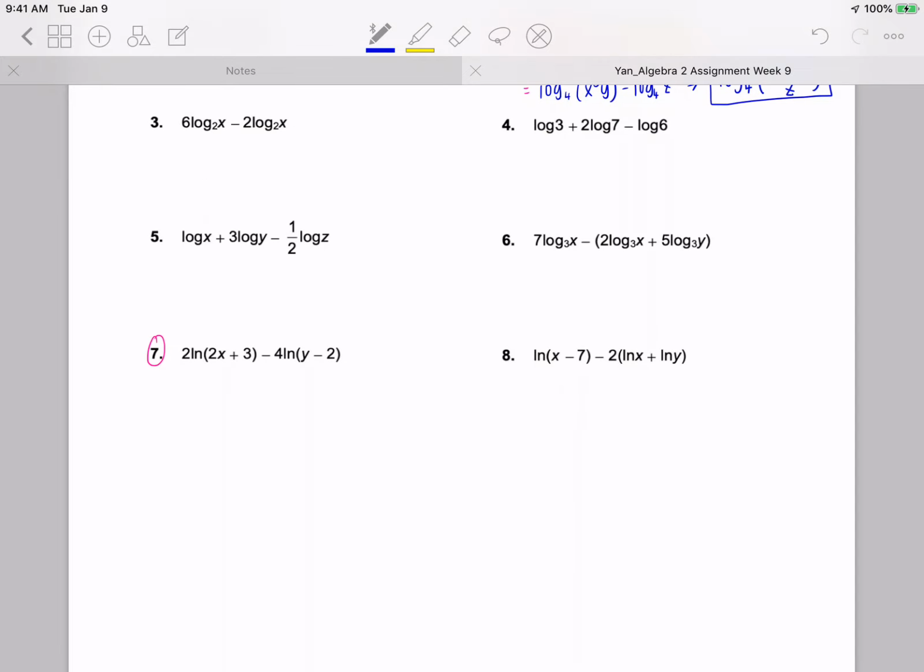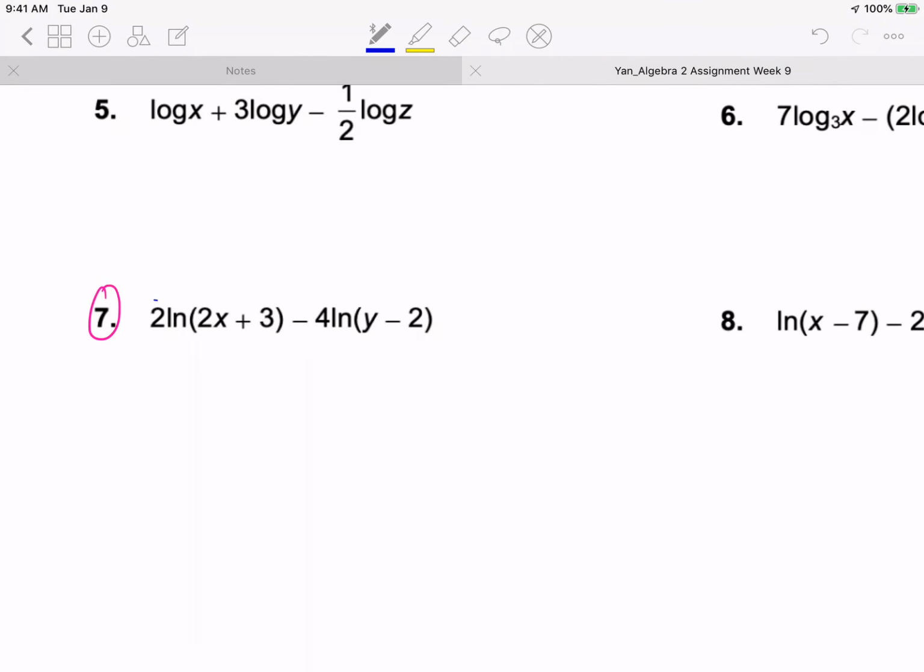Okay. Number 7. It's using ln, and in front of each of the ln, I see a number, which I'm going to put at the exponents. See the number, put it as the exponent. So we write it as ln of 2x plus 3 to the second power. The second power goes outside. Minus ln of y minus 2 to the fourth power.